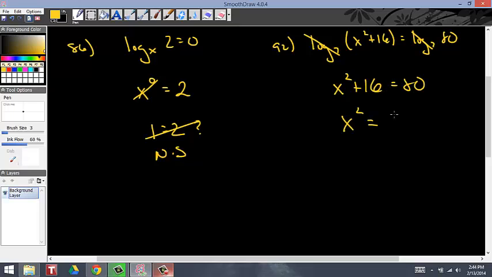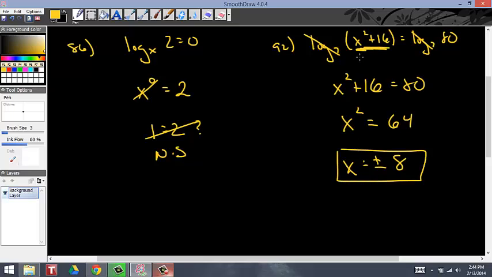X squared equals, what is that, 64? X equals plus or minus 8. Now, because I had an x in the answer component of the logarithm, what do I need to do when everything is done? Jake, check. Which one works? Which one doesn't work? Jake, they both work. Why do they both work? Because x is being squared. So if I plug negative 8 in there, it's going to be squared anyway. So both check out. We're good.